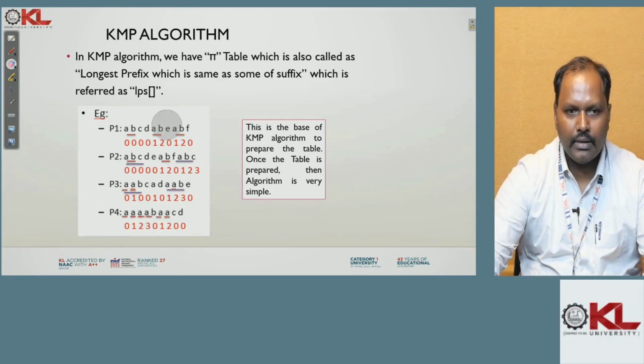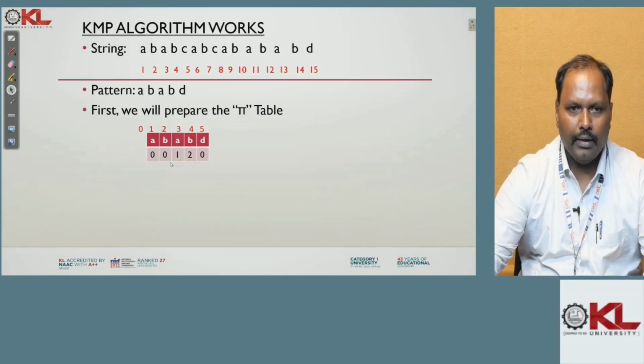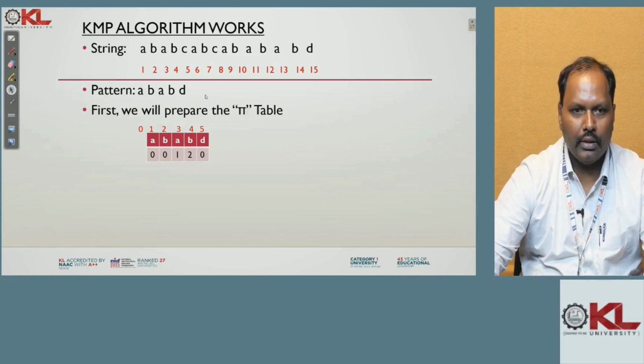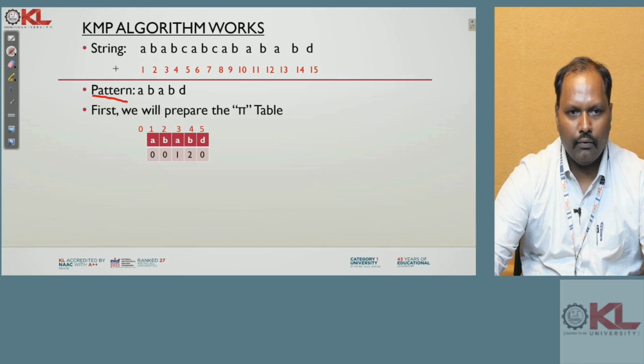This pi table plays the key role in the KMP algorithm, matching against the main string. In this KMP algorithm example, we go through the main string AB AB CA BC AB AB ABD, and the pattern is ABABD. This is a pattern of 5 letters. Now comparison with the pi table. The pi table is normally built from the pattern only, not for the string.